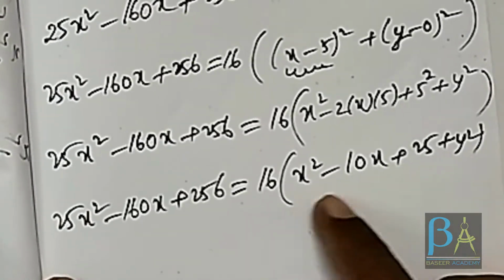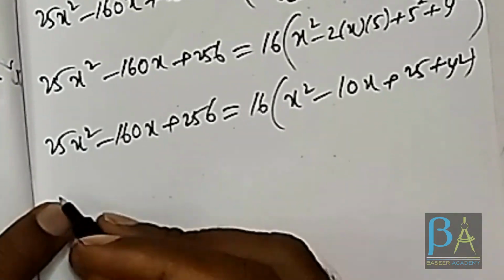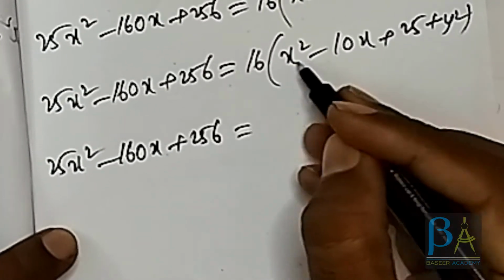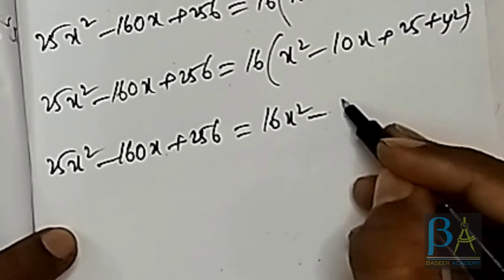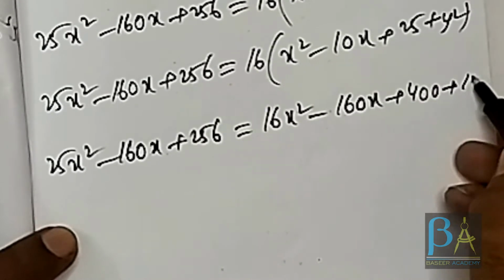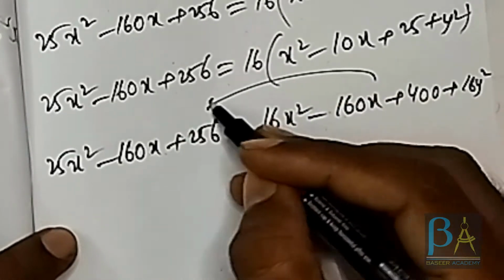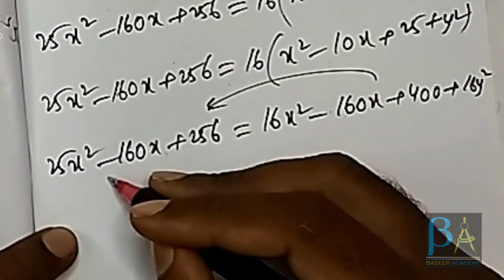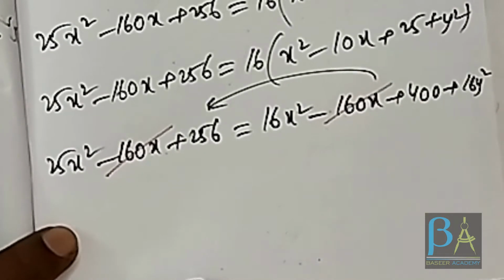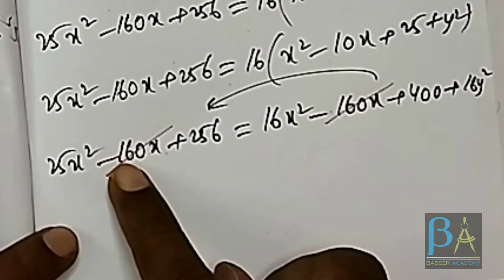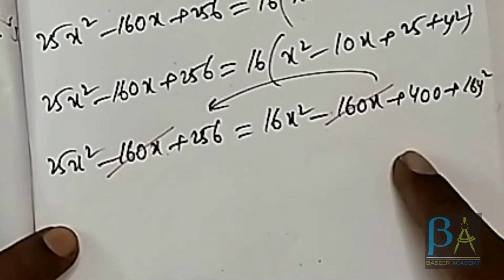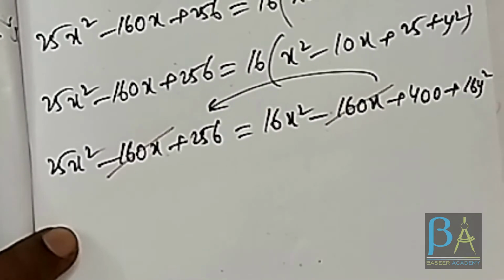Let me multiply the right hand side with 16 and let us open the bracket. So 25x square minus 160x plus 256 is going to be 16 into x square is 16x square, 16 into 10 is 160, 25 into 16 that gives us 400, 16 into y square is 16y square. Let me transpose all of this to the left hand side, but before that I can cancel minus 160x from the left hand side and minus 160x from the right hand side, because they are just the same numbers. If you transpose minus 160x to the right hand side, it becomes plus 160x, and obviously minus 160x and plus 160x will eventually cancel out each other.